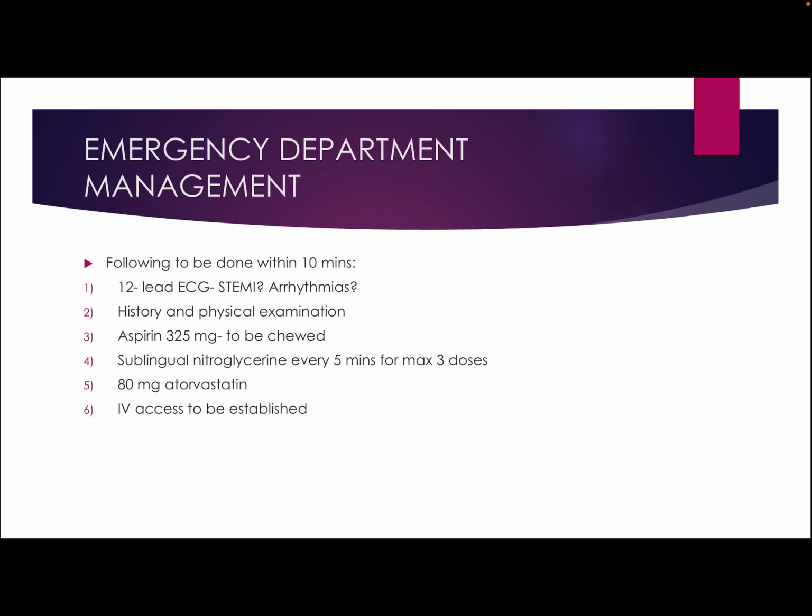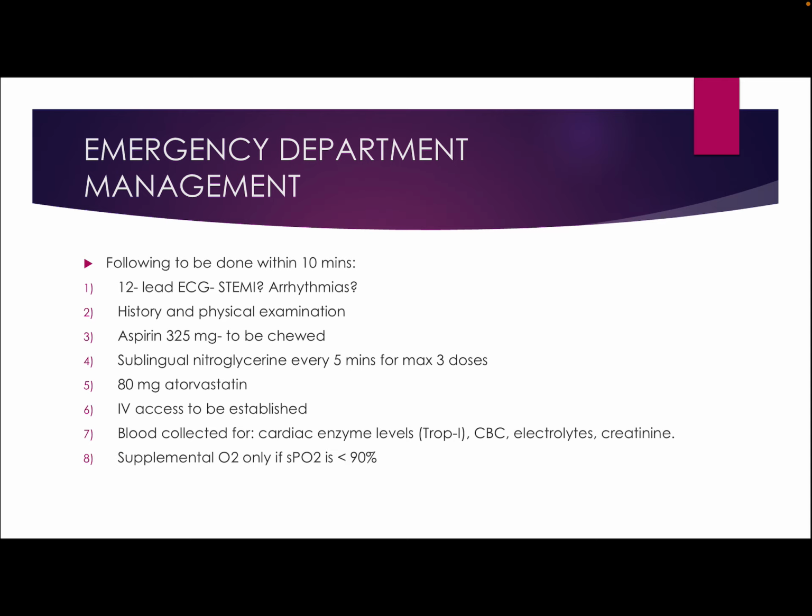Definitely important is to get an IV access. Collect blood for cardiac enzyme levels like troponins, complete blood counts, electrolytes, creatinine. Supplemental oxygen has to be given only if the SpO2 is less than 90%, not otherwise. And IV morphine is not routinely indicated, but it may be given only if there is persistent chest pain that's not relieved with any other therapies, or if the patient has an associated severe pulmonary edema, then you could consider morphine, but otherwise it's not routinely indicated.